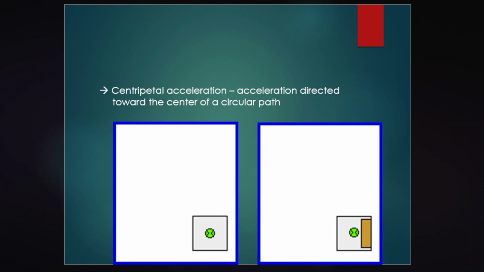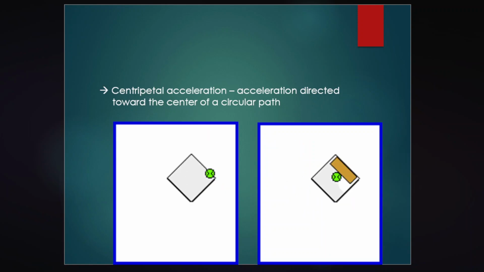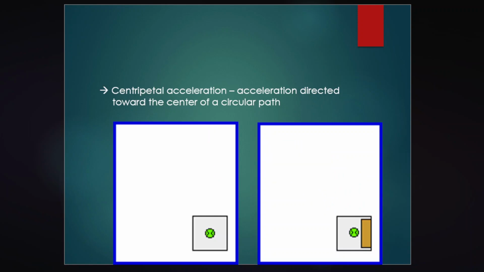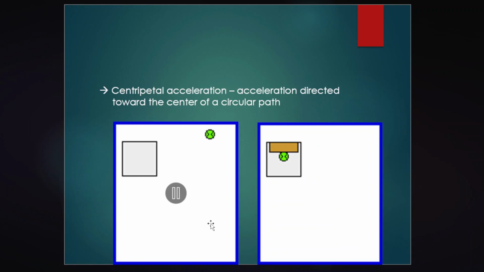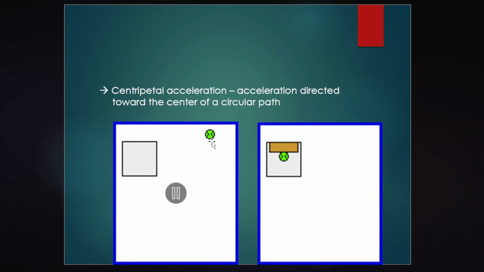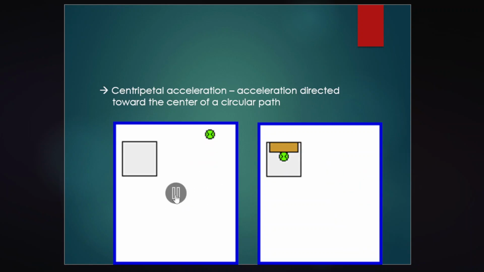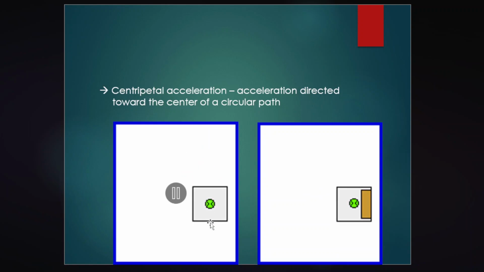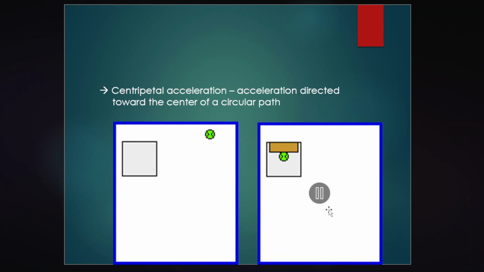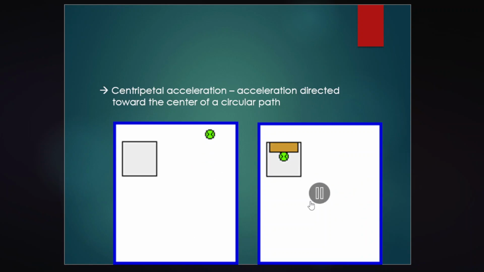Centripetal acceleration is the acceleration directed towards the center of a circular path. So if you have a spinning object, the ball, if it has no inward force, is basically going to fly off on a tangent. For this one over here, you have some sort of surface that provides a force pointing towards the center.